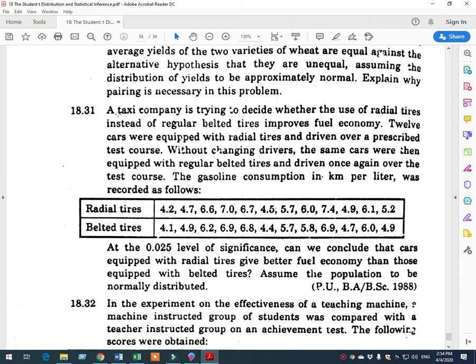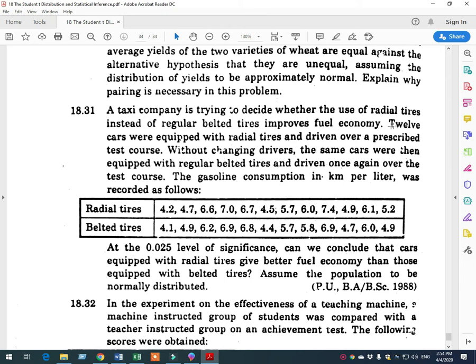A taxi company is trying to decide whether the use of the radial tires instead of the regular belted tires improves fuel economy. So this is an experiment that has been done for this company, by this company, for their cars. One situation is having a radial tires, and the other situation is having a regular belted tires.